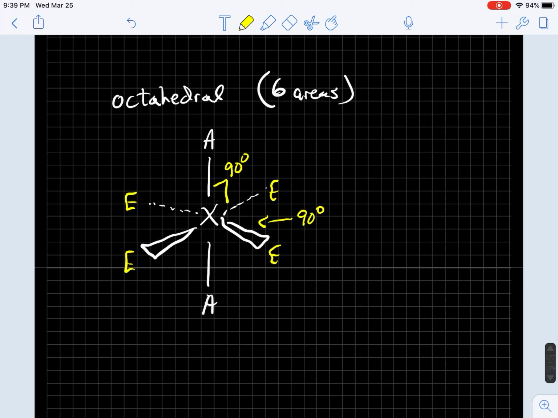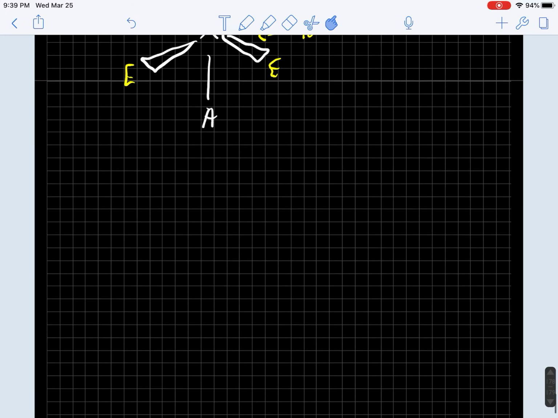Now, I said that these are families. Okay, what do I mean by families? We said that unshared pairs, for instance, take up and create a lot of additional repulsion. So what happens is they distort the geometry of molecules. I'm going to use tetrahedral as an example.